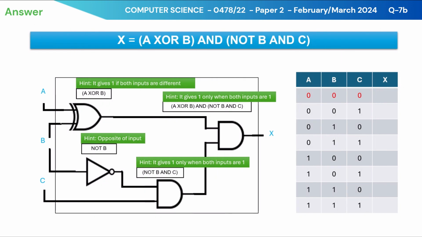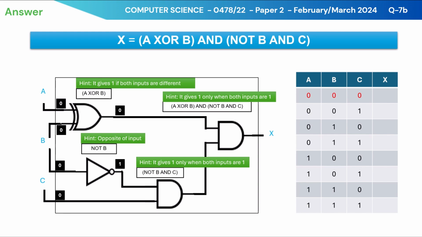Let's start with the first set of inputs, where A is 0, B is 0, and C is also 0. As the first step, we shall resolve A XOR B. The exclusive OR gate gives 1 only if both inputs are different. Here both A and B are 0, so the result will also be 0. Next, we shall calculate NOT B, which will be 1 because B is 0.